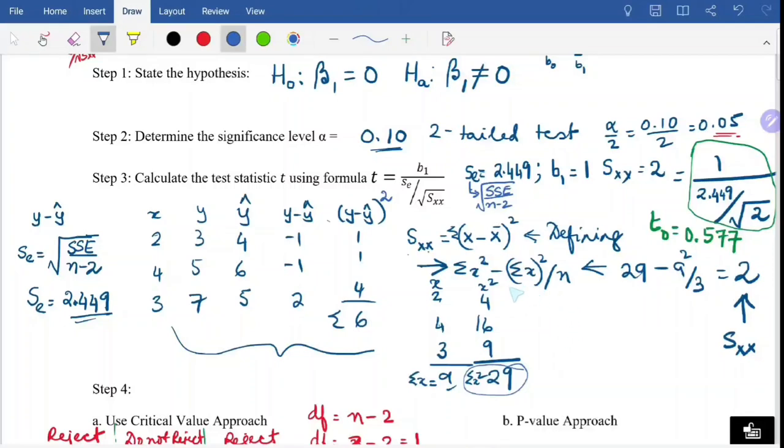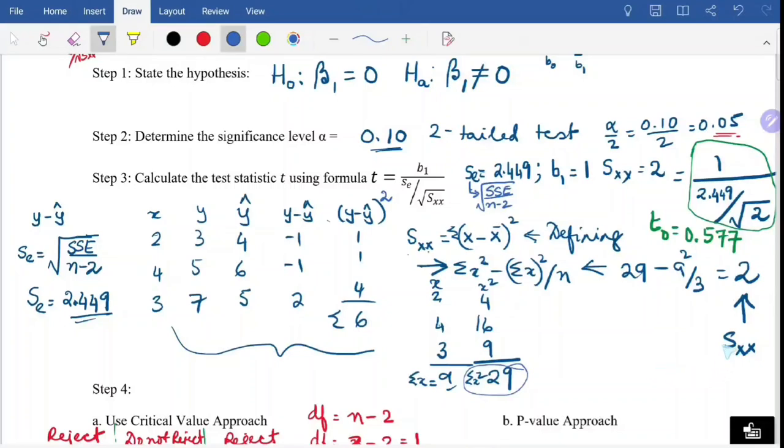And then I plugged it into this equation here. Sigma x squared is 29, minus sigma x whole squared. I plugged in 9 for sigma x and then squared it, divided by 3. So 9 squared divided by 3 is 27, since 81 divided by 3 is 27. And 29 minus 27 is 2. And that's the value of s sub xx.